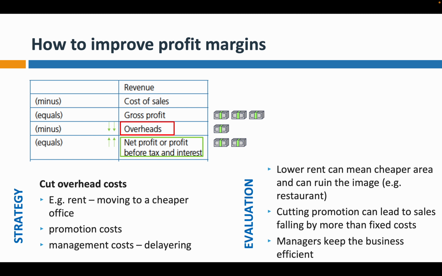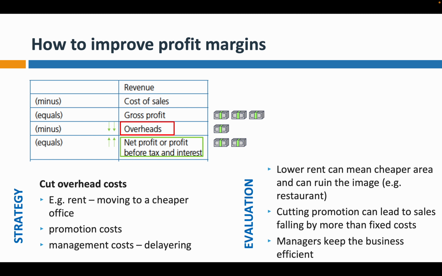So again, we need to be sensible in where we make the cuts. And the last one, cutting management costs, it can work, sure, but it depends on the managers. What is their role in the business? If the managers actually keep the business efficient and they're important for the operations of the business, then it might not be the best place to make these cuts.